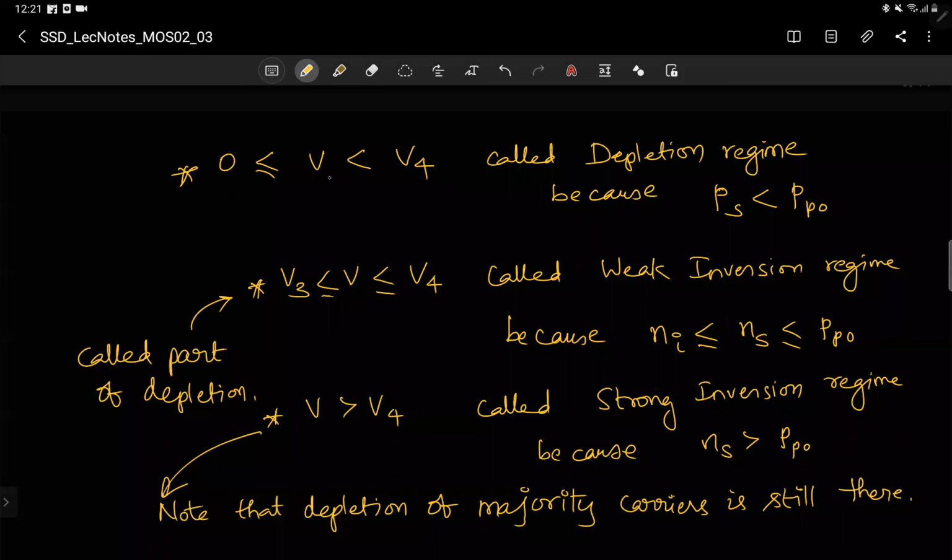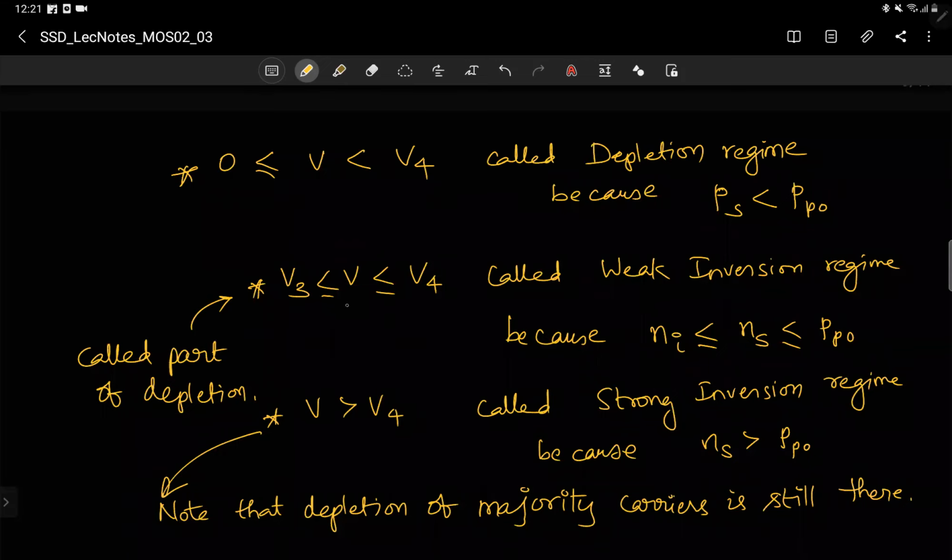So from 0 to V4, the voltage is varying and it is called the depletion regime because Ps is less than Pp naught. Throughout this voltage range, P is always less than Pp naught. So there is depletion of carriers, depletion of holes, the majority carriers. So this region is called the depletion regime of operation when voltage is between 0 and V4.